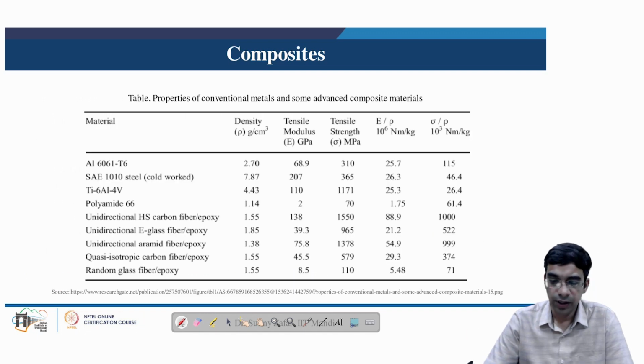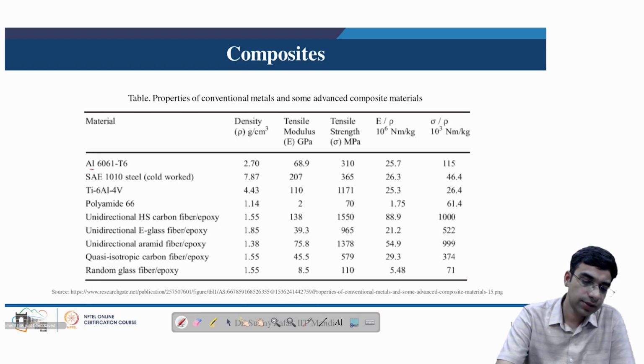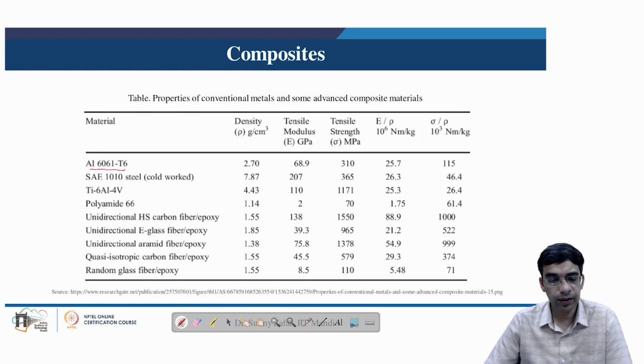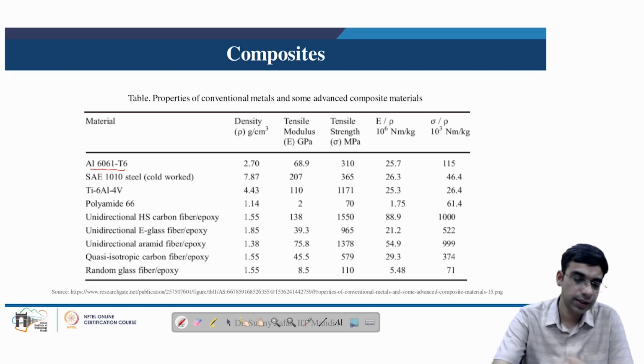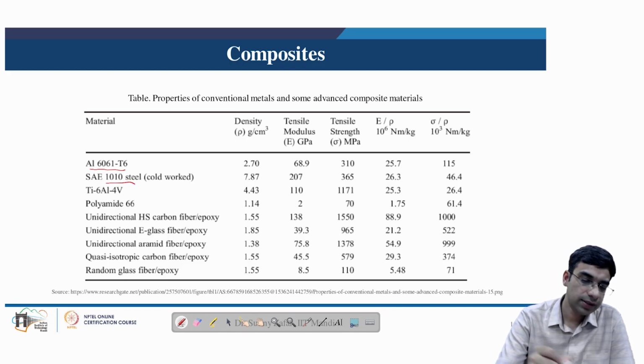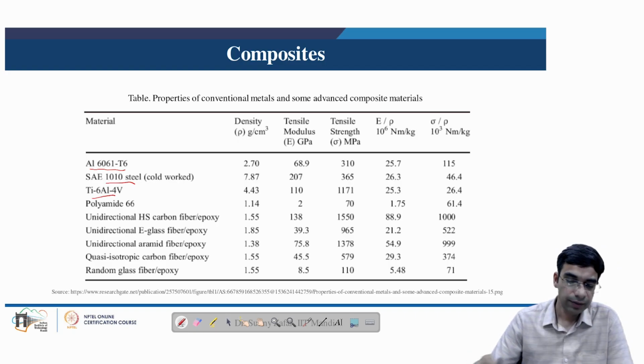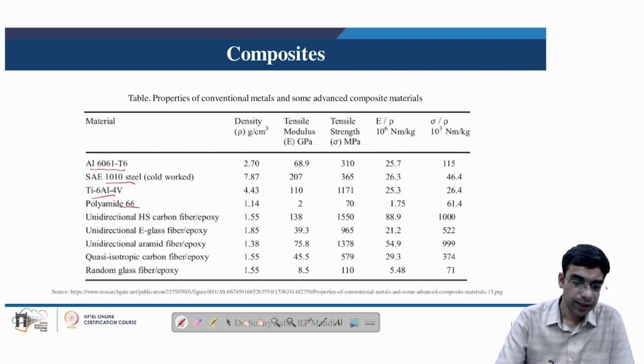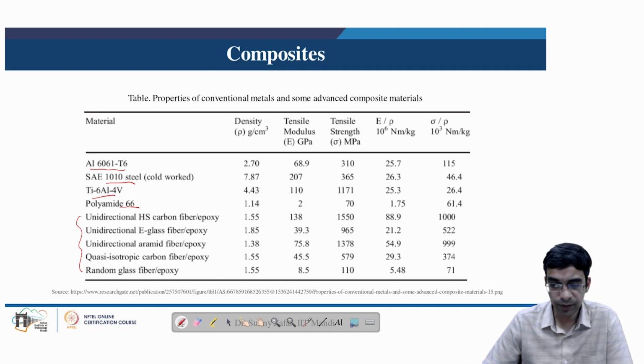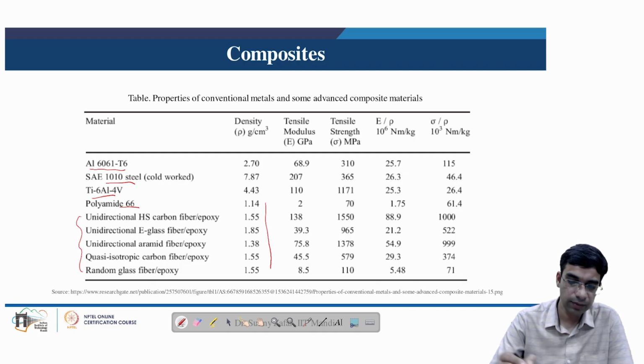So here we can see a comparison of some composite materials with respect to conventional metals and alloys. The comparison is being done with aluminium 6061 in T6 heat treatment condition, with another material, mild steel 1010, then titanium, aluminium, vanadium alloy, being compared with some polymer like polyamide. Then of course some composites are being compared here. What we will observe is that the density of the composite materials is much less than conventional materials.